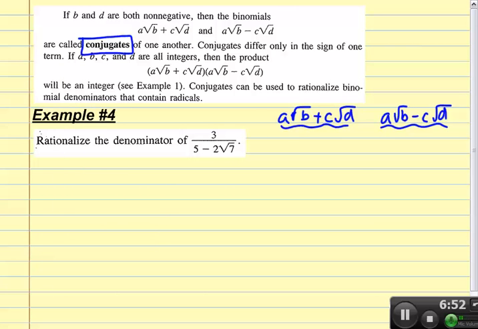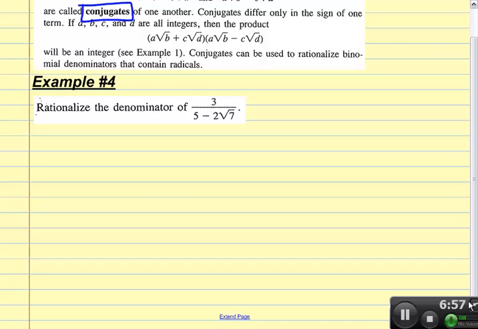So number 4 here, it says, rationalize the denominator of 3 over 5 minus 2 root 7. Well, you know we don't want radicals in the denominator. But I can't just multiply by root 7 on the top and bottom, because remember, this has to be distributed. So then I get 5 root 7 minus 2 times 7. But I've still got this radical down here, so that doesn't work. So what I do is, when I've got a binomial, I multiply by something called the conjugate.